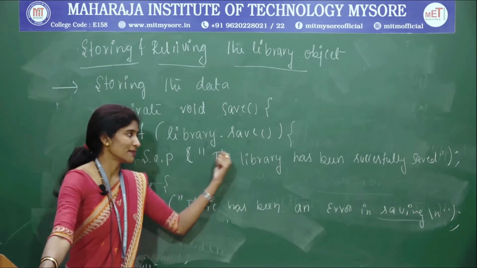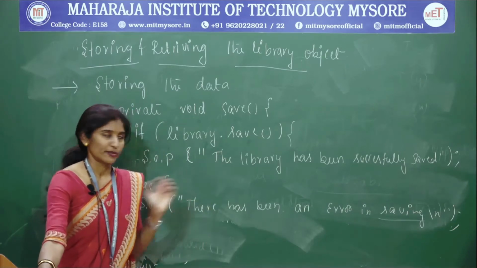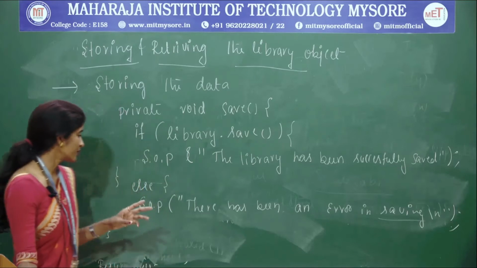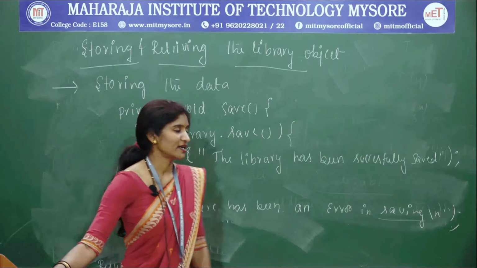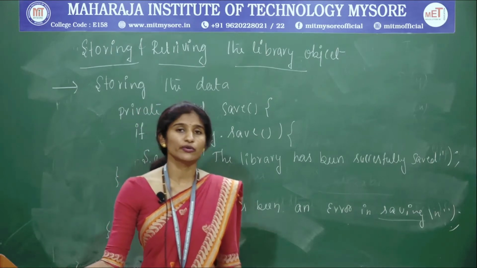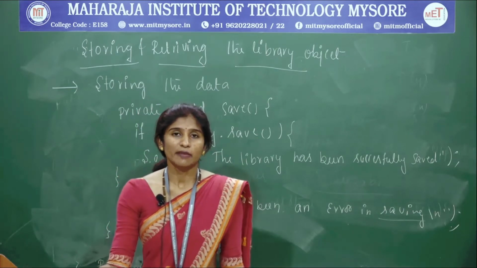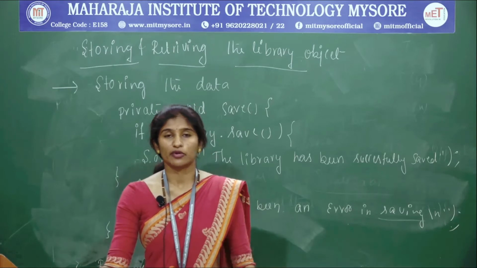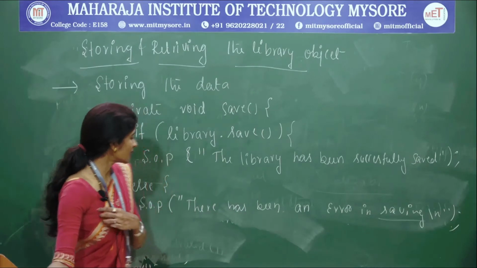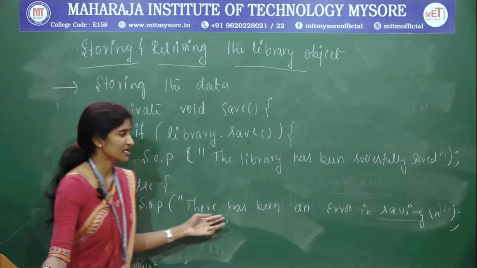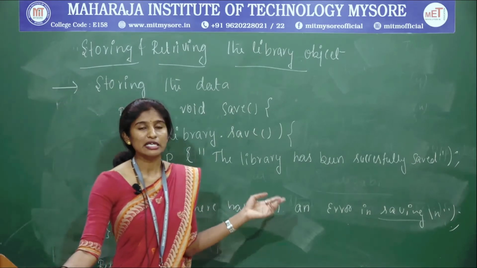Okay. So that is, the library has been successfully saved. If not, it is going to present an error, that is, there has been an error in saving. Sometimes it is not going to be stored. Maybe some error, maybe the memory is not present, memory out of bound. Such kinds of issues. In that case, it is going to just display the message: error in saving the library system.